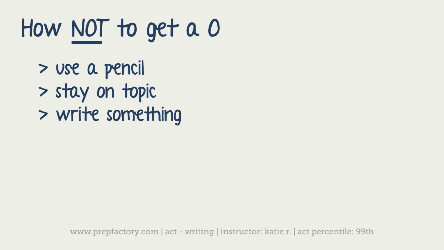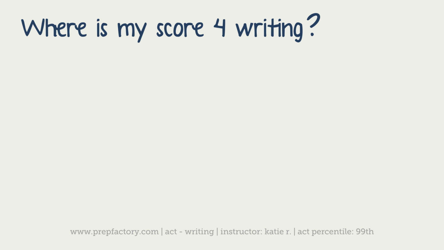And if you write something and it's on topic and you use a pencil, you're not going to get a 0. Okay, so the last thing we're going to go ahead and cover is where you would find your score when you get your scores back. A lot of times I'll have students ask me, where's my writing score? Because it actually has nothing to do with your overall composite score. So when someone says, I got a 36 on the ACT, they actually could have gotten a 0 on the writing section.